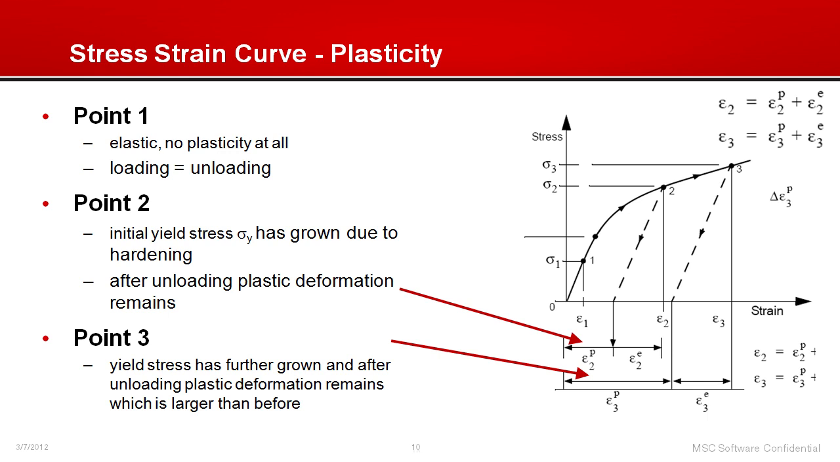The same applies to point 3. When the material is unloaded at point 3, it follows the dotted line that you see here with the slope of the Young's modulus, and the total strain at point 3, which is the point here, comprises the elastic portion, which is the spring back, and also the permanent plastic deformation of the material, which you see here.